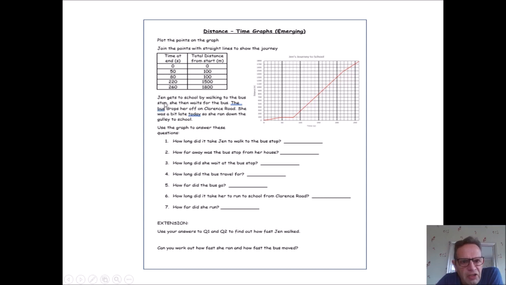Okay, and you need to try to understand the story. So Jen gets to school by walking to the bus stop. She waits for the bus, which drops her off on Clarence Road, and she's a bit late, so she runs down the gully.